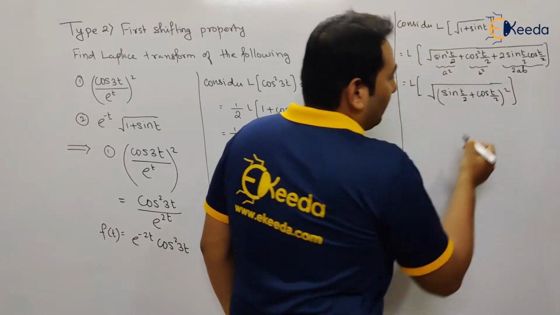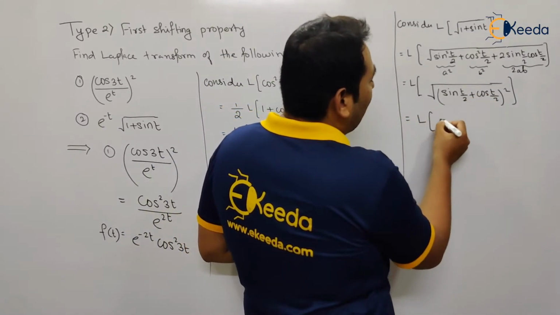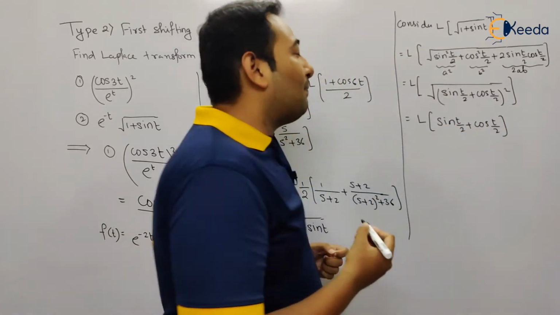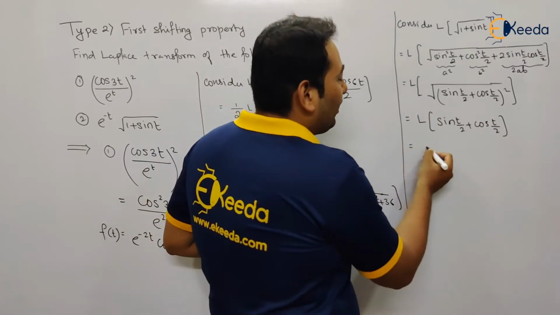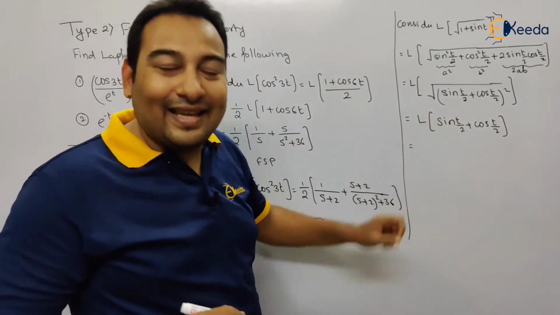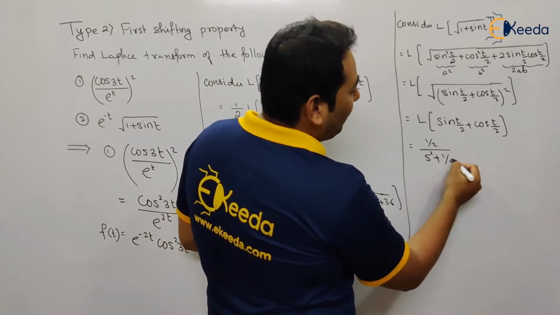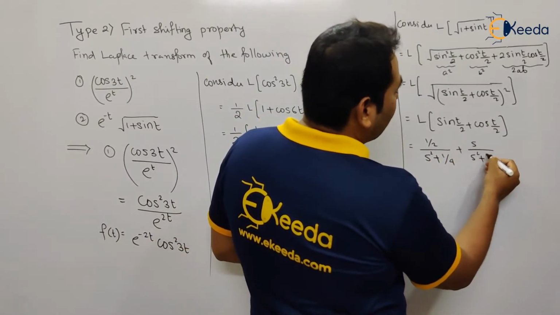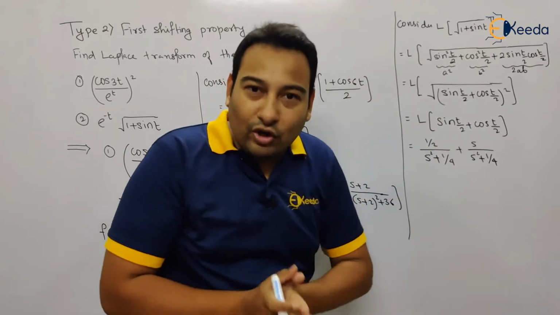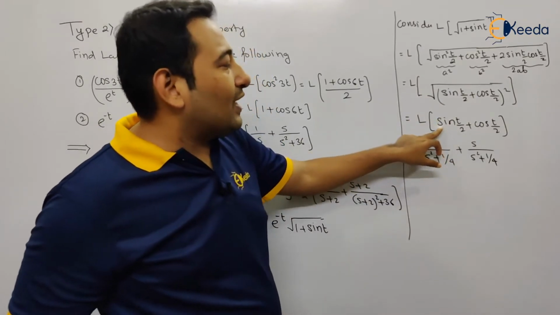What next? This square root and square will be cancelled and we'll be left with what? Laplace of sine t by 2 plus cos t by 2. You can separate the Laplace transform. Laplace of sine t by 2 we already know is what? a upon s square plus a square. And what is a? Whatever is with the t is a. So with the t we have half. So it will be half upon s square plus a square, and here s upon s square plus a square. The detailed explanation is given in type number 1. So if you're not comfortable with whatever I did, you can go back and check. It is explained there in detail. So let's move on. So this is the Laplace of sine t by 2 plus cos t by 2.